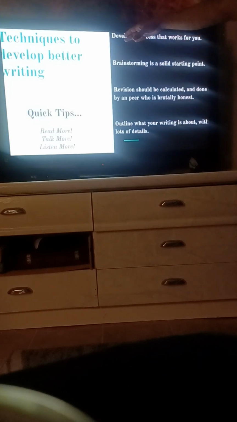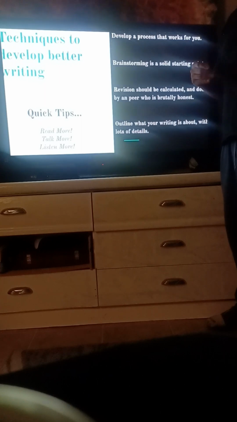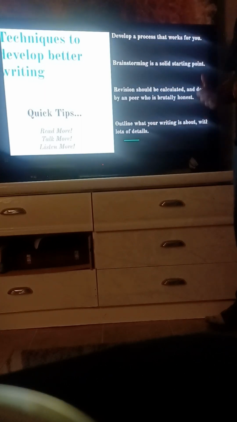So again, this is techniques to develop better writing. One of the most important ones is to develop a process that works and is individual to that student. Whatever works for that writer, they want to pursue that route. If I'm presenting a technique that doesn't really appeal to that writer, of course, I would advise that they do not use it and pursue something more relevant to their style, their personality.